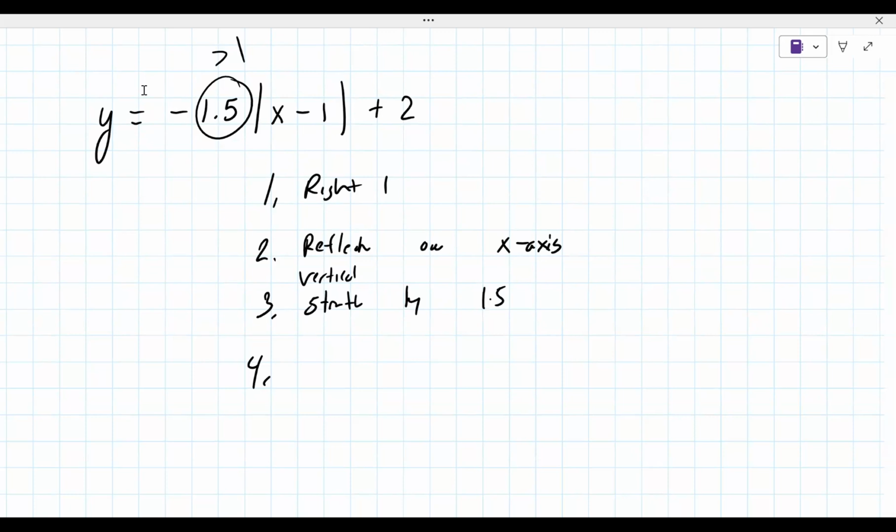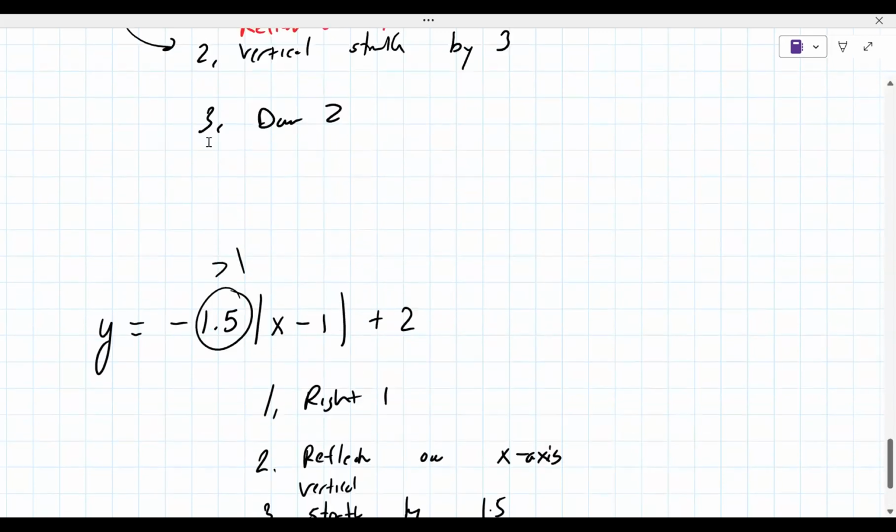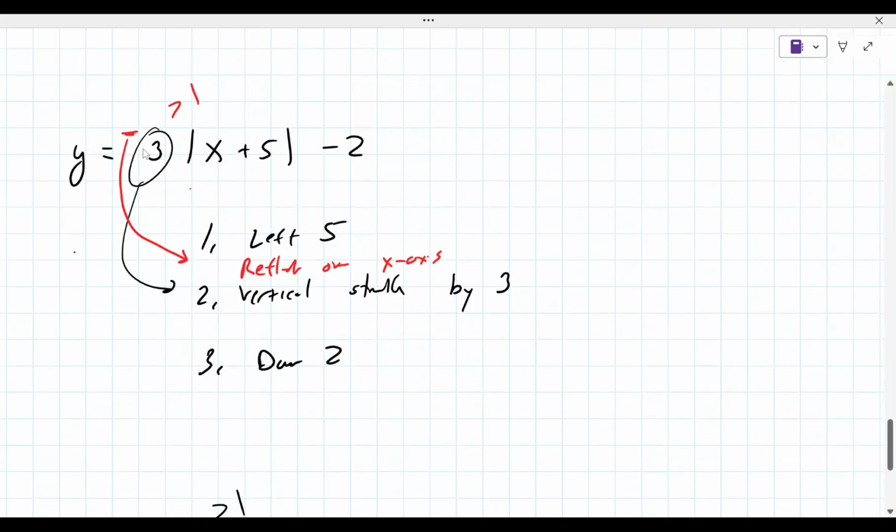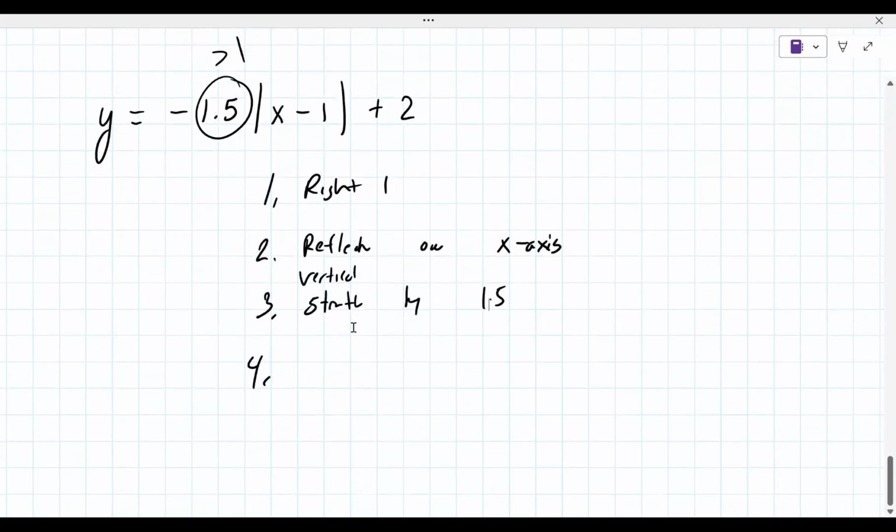Wait, then how was -3 a stretch estimate? Because it's the number without the sign. Oh. Okay, stretch by 1.5. What else? Oh, two up. Up 2. Very good. All right.